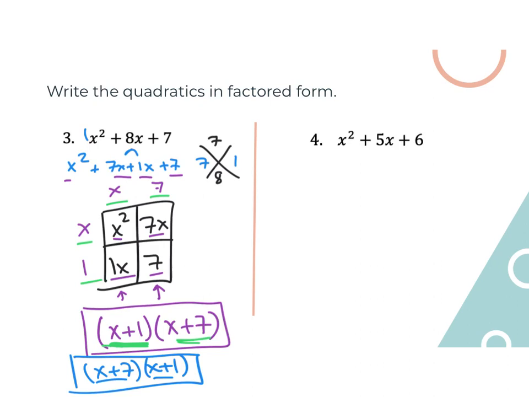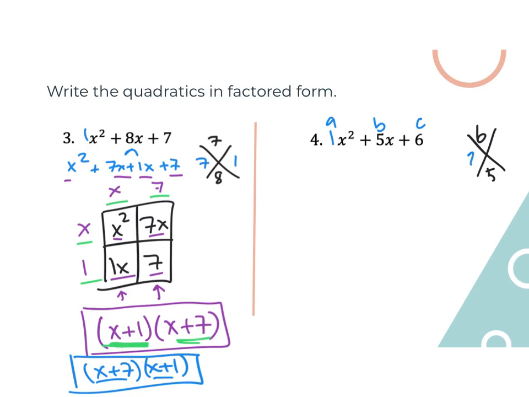So I have an A term of 1, a B term of 5, and a C term of 6. So when I plug that in, 1 times 6 is 6, and the bottom term is 5. I need numbers that multiply to get 6 and add to get 5. 6 and 5 is always tricky. This is a hard one.